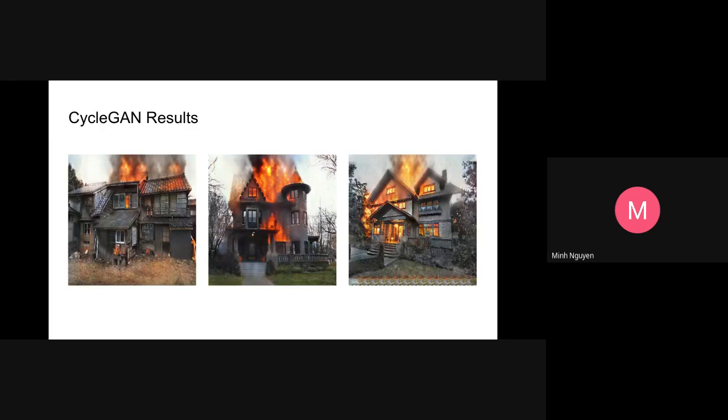My name is Minh Nguyen, and I'll be presenting the first part of our results. For CycleGAN, increasing the resolution of the input and output images from 256 by 256 to 512 by 512 improved the realism and quality of the fire, smoke, and houses in the generated images.